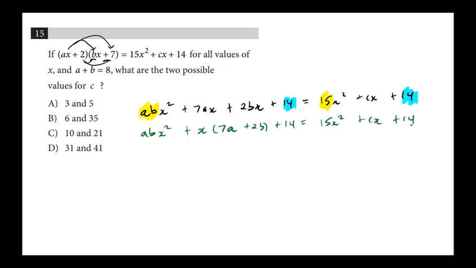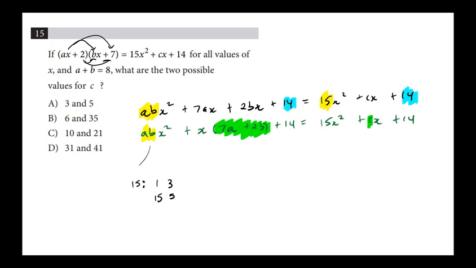Okay, and now I've got stuff that looks the same. C is this value here. And I've also got a times b is equal to 15. So what are the factors of 15? They're 1 and 15, or 3 and 5.